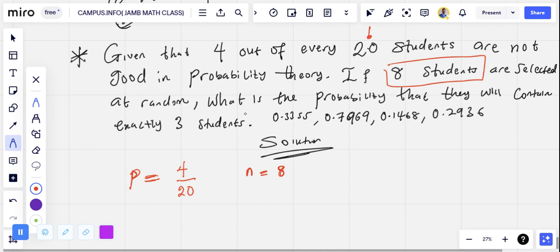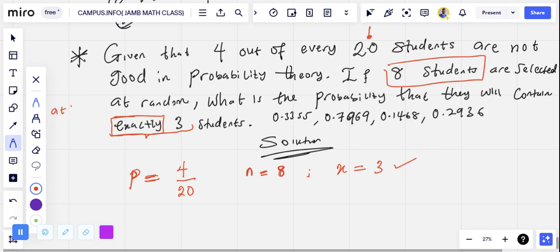And then the question now says, what is the probability that they will contain exactly 3 students? Exactly 3 students. I think X is what we are looking for. The outcome that we are looking for in this question is exactly 3. If it's exactly 3, guys, use 3. I'm very sure most of you find this very confusing. Exactly 3, you don't have any problem. X is 3. But when this word is changed, then there will be a problem.